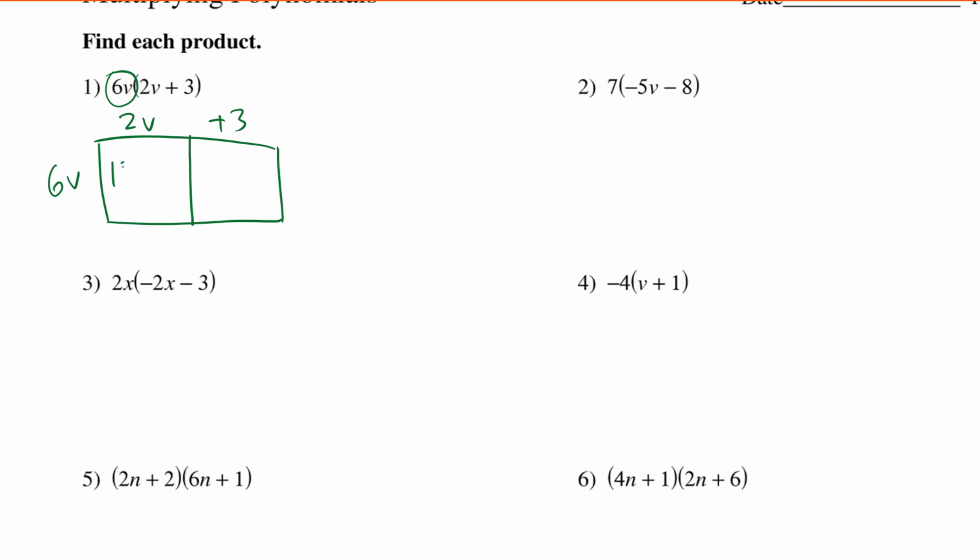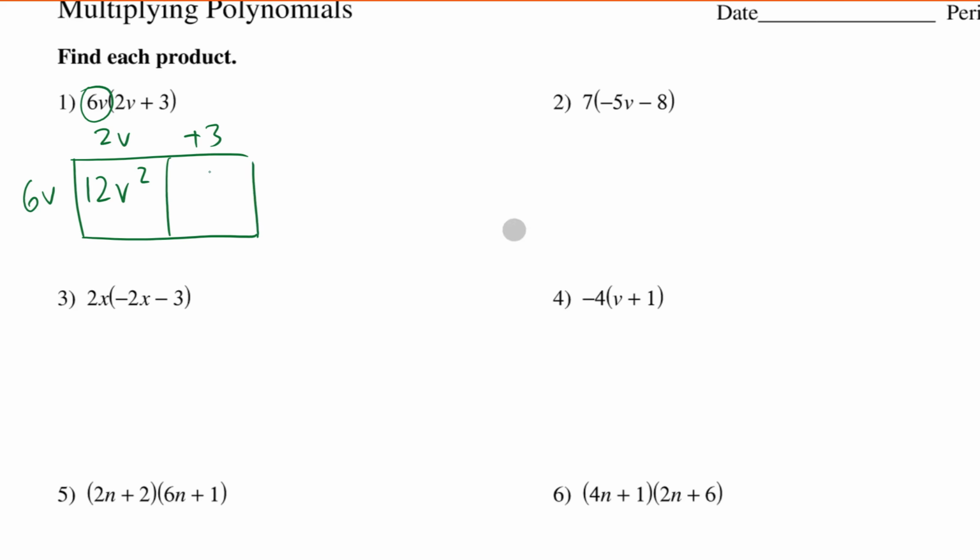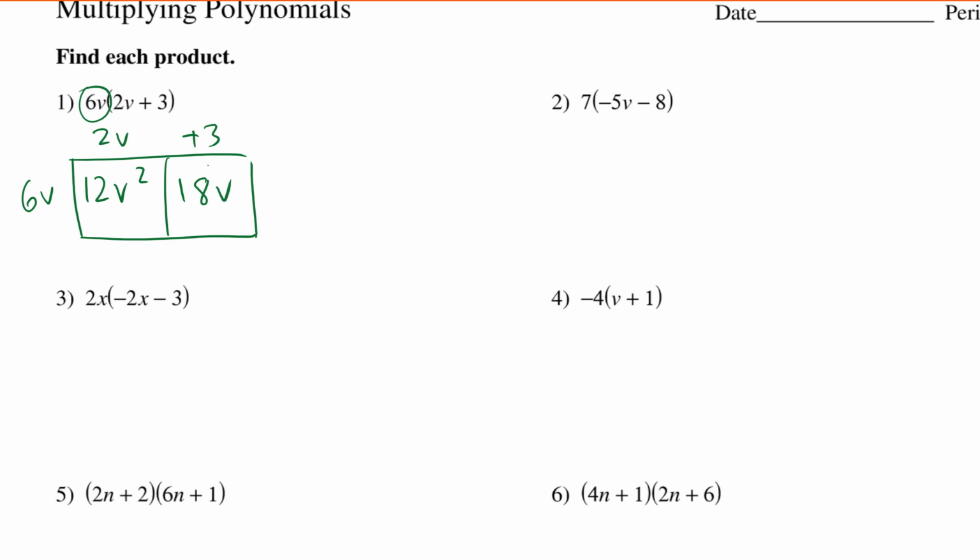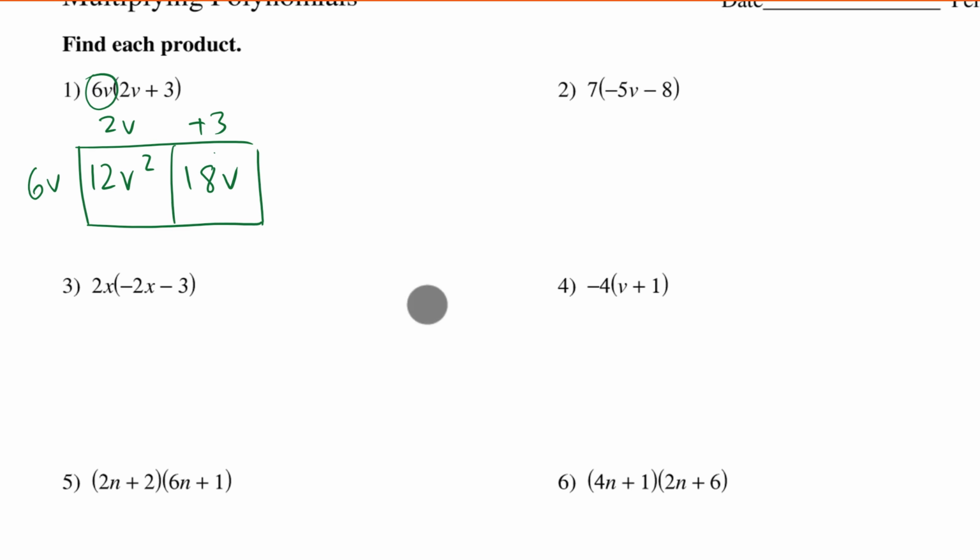Now you guys have done this. 6V times 2V is 12V squared. Okay, you've done it. Some of you guys are forgetting that, but you've done it. What's the area of this one over here? 6V, it's that length, 6V times that length, which is 3V, becomes 18V. So there's my answer, is it?